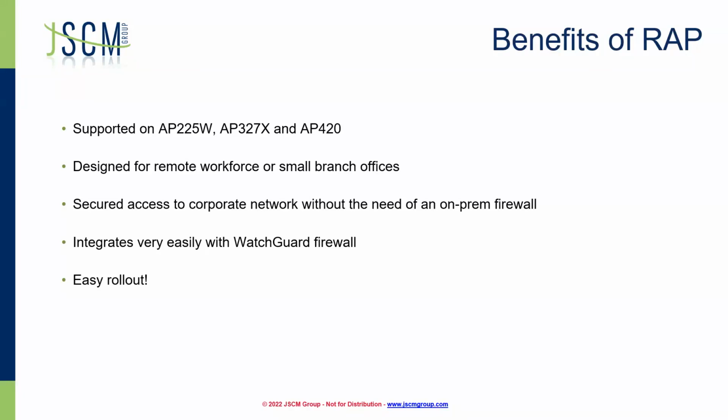So what this looks like is the user takes this access point home, they plug it in, and you are providing them with your SSID, and you are providing them with the authentication that you want. So whether that is a pre-shared key, whether you're doing enterprise, you can decide what that looks like. Now, this integrates very easily with the WatchGuard firewall. Why is that important? Well, because what you're doing is creating a tunnel through essentially a mobile VPN out to that access point. And the final benefit of it is that it's really easy to roll out.